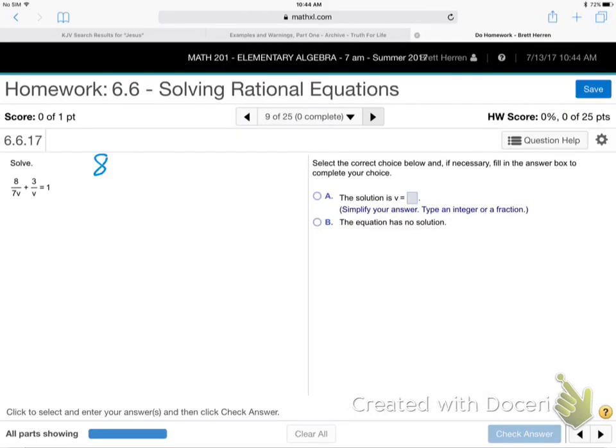So we have 8 over 7v plus 3 over v is 1. Equals problem. Again, these are all going to be equal. So left side, right side. So give it a try. Figure out what to do there.